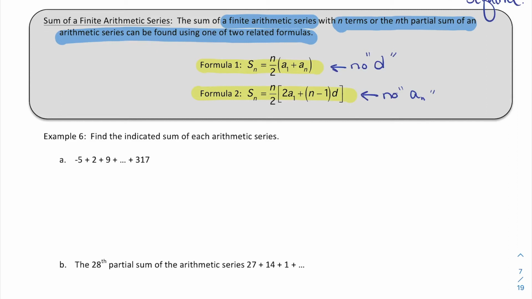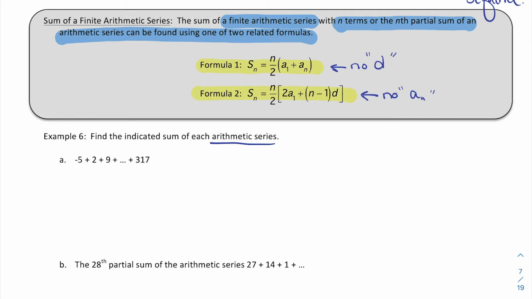Okay, so find the indicated sum of each arithmetic series. So once again, it's really important that you know that it's arithmetic versus in 10.3, we'll have geometric. And sometimes it's not arithmetic or geometric. You can't count on that. But since we know it's arithmetic, we know there's a common difference.